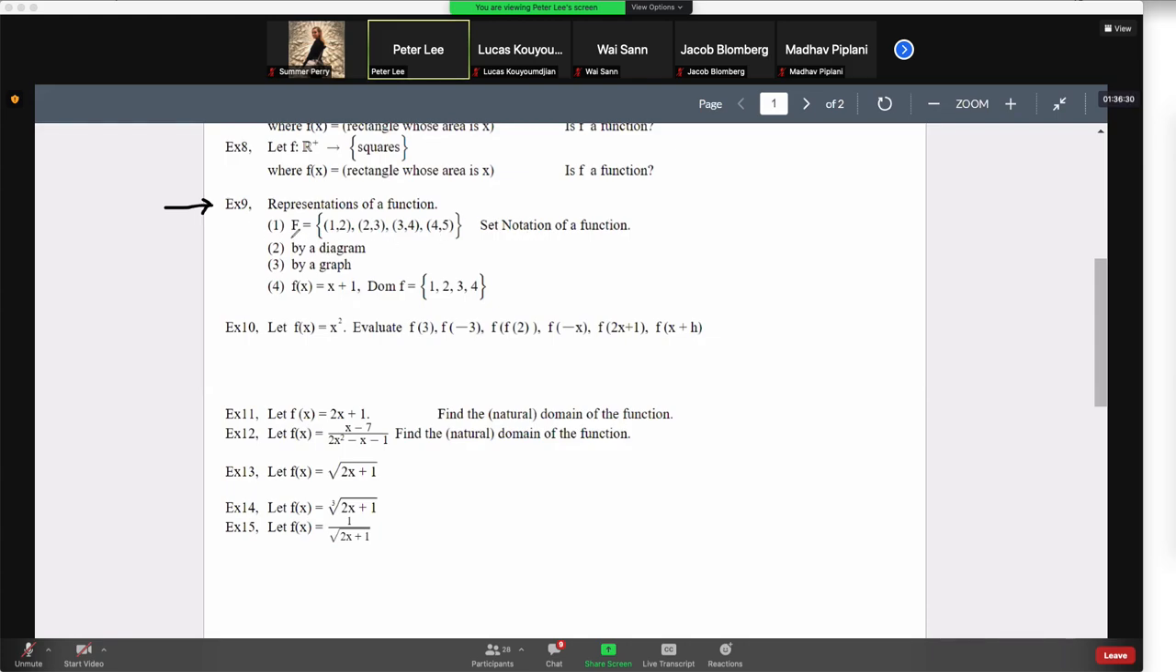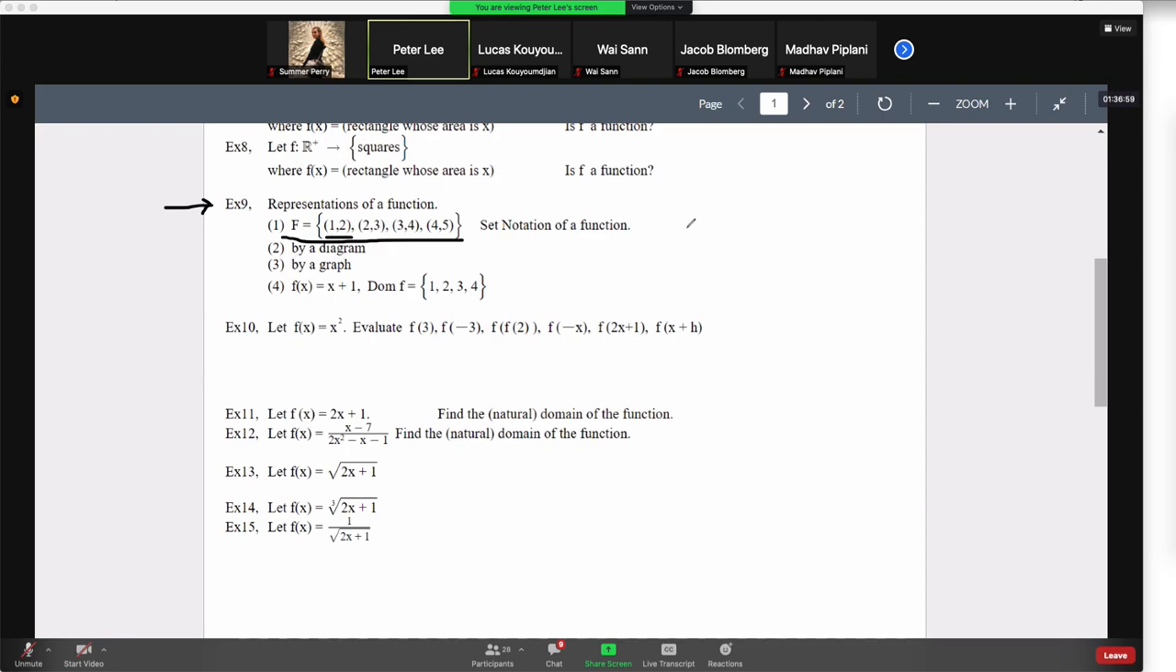So the first one is a set notational function. Although in this class we don't write the set this way, this is a function. This means that if the input is 1, the output is 2. If the input is 2, output is 3. If the input is 3, output is 4. If the input is 4, output is 5, and that's a function.